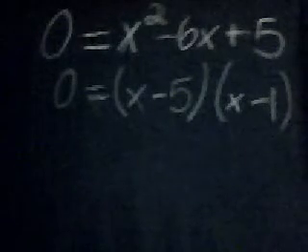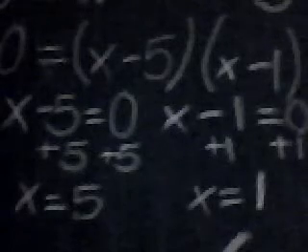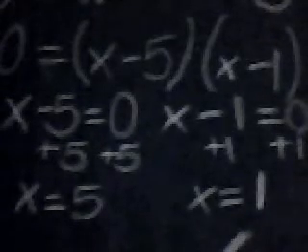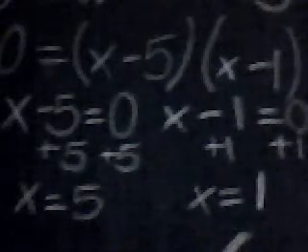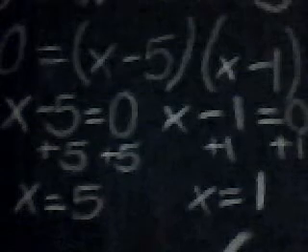Now we must set each factor to 0 to find x. After setting both factors equal to 0, you are left with x minus 5 equals 0 and x minus 1 equals 0. In order to find x, on the first equation we must add 5 to both sides, and you must add 1 to both sides on the second equation, leaving you with x equals 5 and x equals 1.